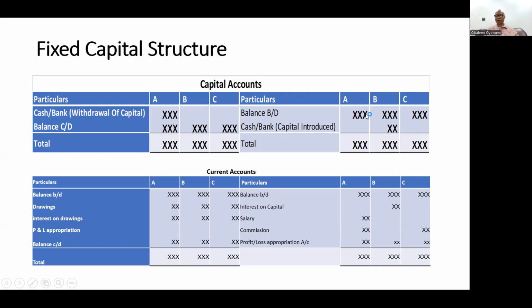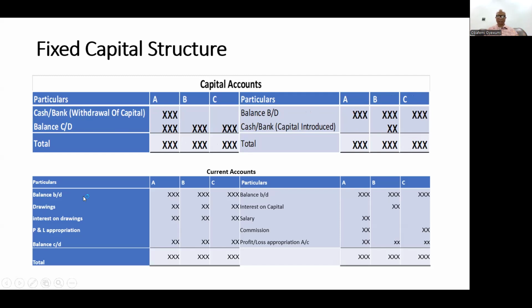Balance brought down. Okay, see the balance brought down there. Capital, cash, or bank introduced. So in this case, it means that partner B introduced a particular amount of money in the course of the year, and then you have the total, and then you have the balance carried down, as the case may be. So you have the current account. Now the current account takes care of all other transactions between the partners and the business.